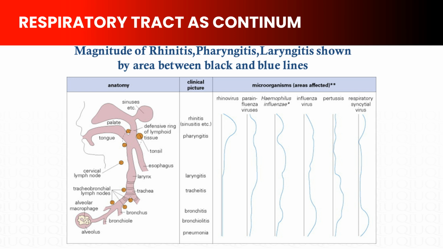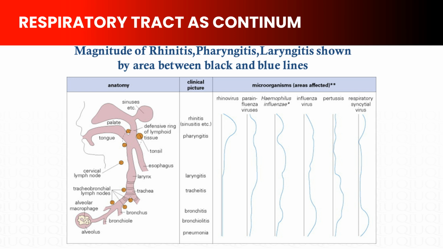This diagram illustrates an important concept. The respiratory tract functions as a continuum. What does this mean? The respiratory tract is anatomically and functionally continuous, from the nose and mouth all the way down to the alveoli in the lungs. Infections don't respect arbitrary anatomical boundaries. An infection that starts in the upper respiratory tract can easily spread downward to involve the lower respiratory tract.